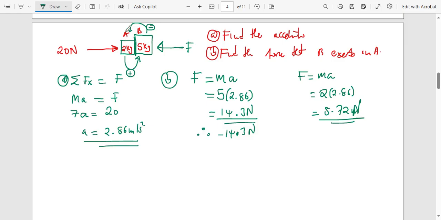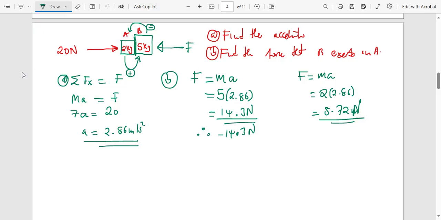If they asked us to find the force that A is exerting on B, we would have just taken the negative sign of this, because the law of motion tells us that to every action there is a reaction that is equal in magnitude but opposite in direction. Do we make sense here? Is this okay?